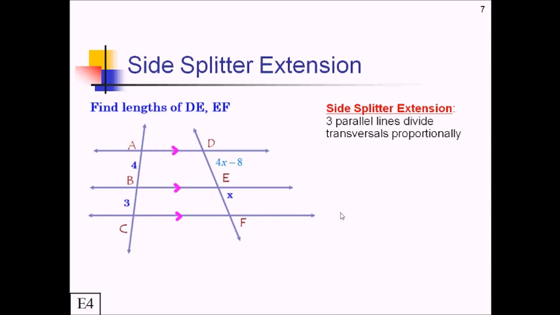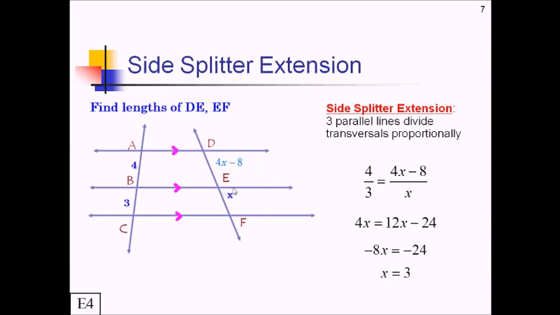All right. So the easiest way to set this up is just the way it looks spatially. 4 over 3 equals 4x minus 8 over x. Cross multiplying, we've got 4x equals 12x minus 24. Careful to distribute there. So we can subtract the 12x. That'll be negative 8x on the left. Dividing by negative 8, we have x equals 3.